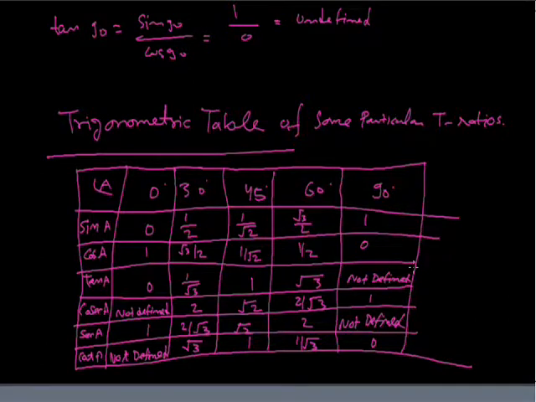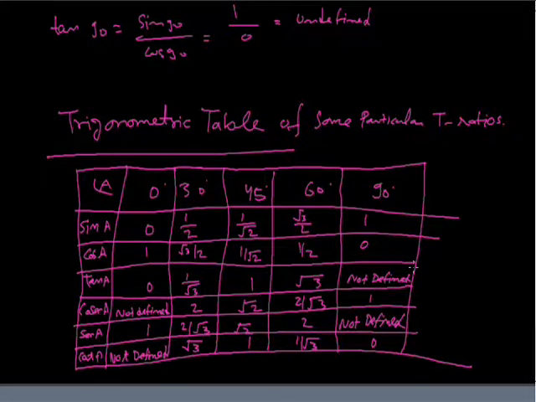Now we come to cosec A. As we know, cosec A equals 1 upon sine A. Cosec 0 equals 1 upon 0, not defined. Cosec 30 equals 1 upon sine 30 equals 2. Cosec 45 equals 1 upon sine 45, root 2. Cosec 60 equals 1 upon sine 60. Cosec 90 equals 1 upon sine 90 equals 1. We come to sec A. Sec A equals 1 upon cos A: 1 upon 1 is 1, 1 upon root 3 by 2 is 2 upon root 3, 1 upon root 2, 1 upon 1 upon 2 is 2, and 1 upon 0 is not defined.